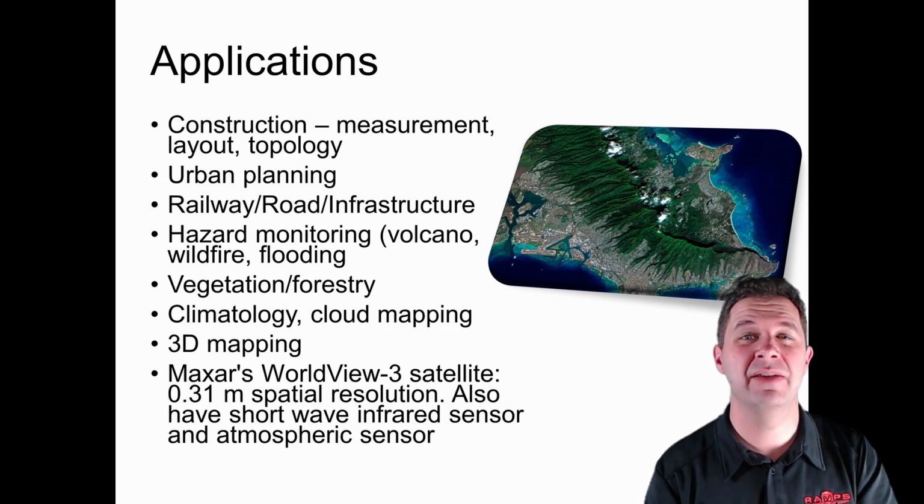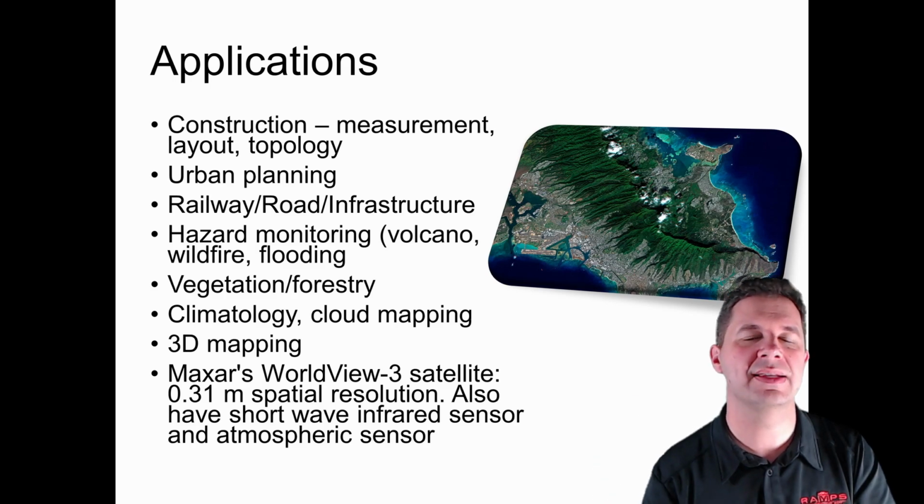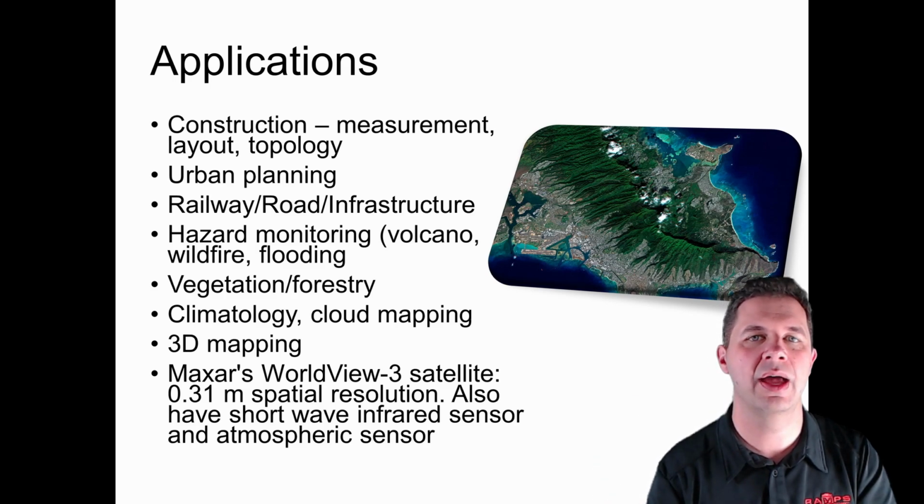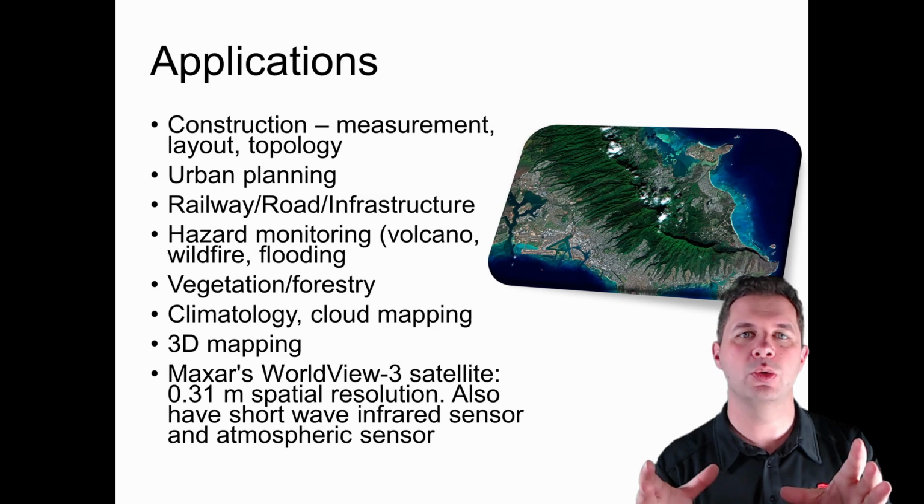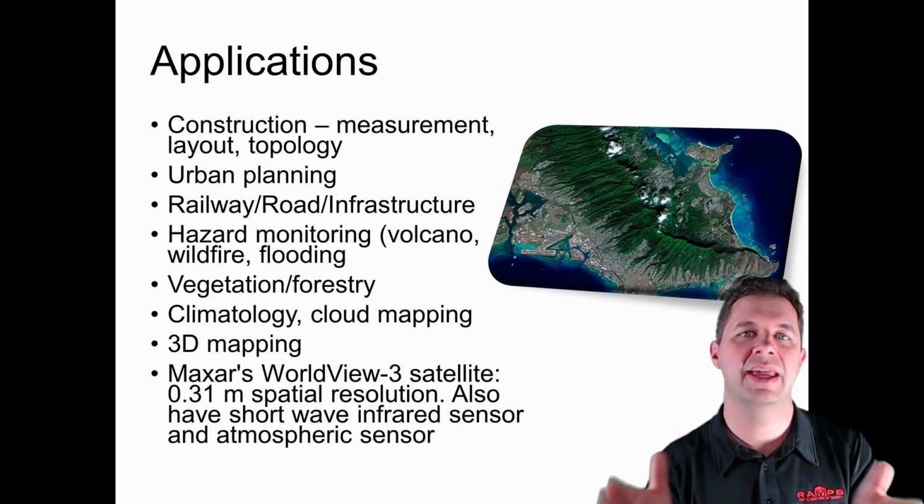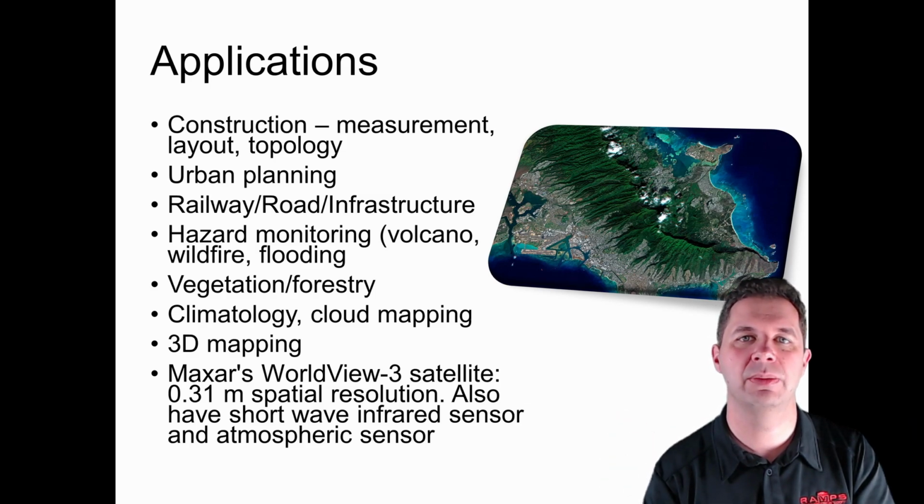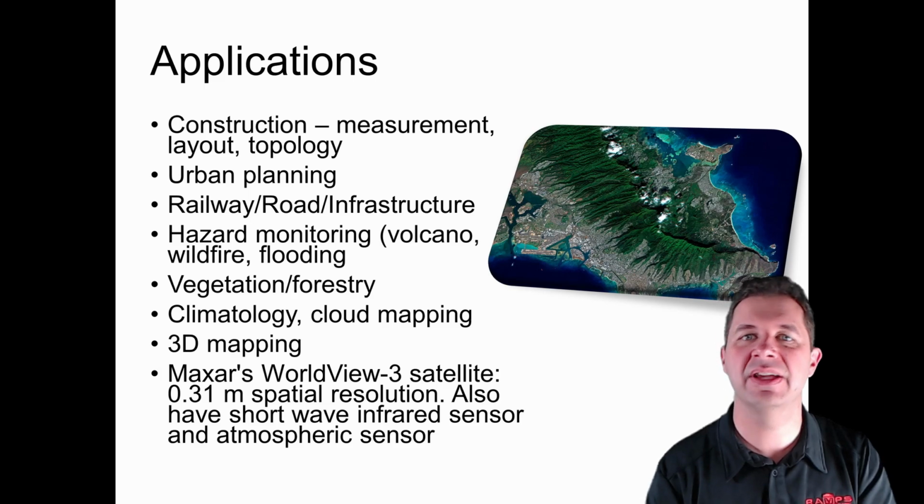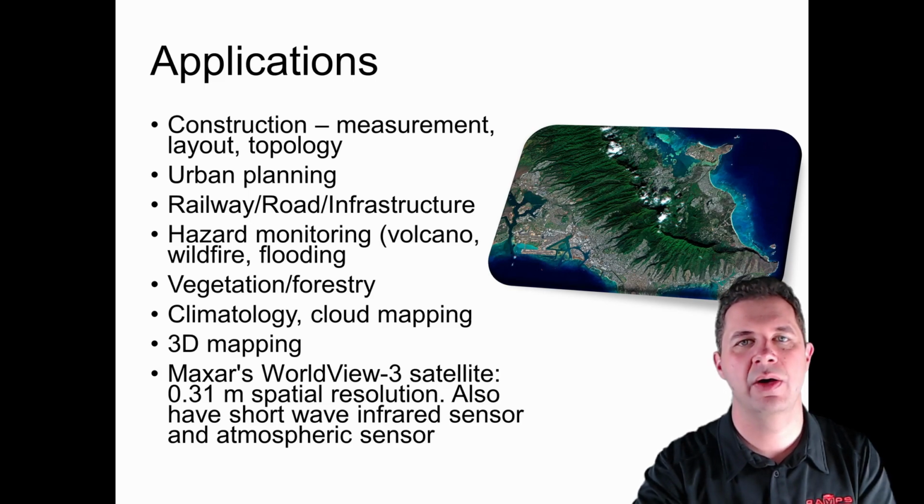We can do 3D mapping of surfaces, and recent satellites like Maxar's World 3 satellite give us a spatial mapping resolution of 0.3 meters. So it gives us our pixels in 0.3 meter blocks. It also has atmospheric sensors and infrared sensors as well.